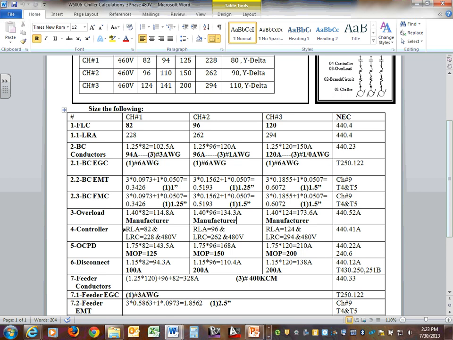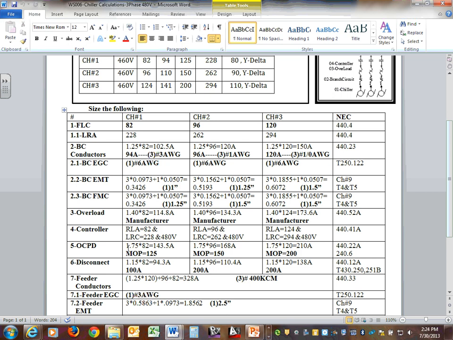Then I have my controller. When you size the controller, if you go to 440.41, it tells you rated load amps and locked rotor current. You have to size it based on rated load amps, locked rotor current, and voltage. What's the voltage of the controller? What's the full load amps or rated load amps? And what's the locked rotor current? It has to be able to handle all this. And I just left it this way because that would be a VFD or magnetic starter and so forth.